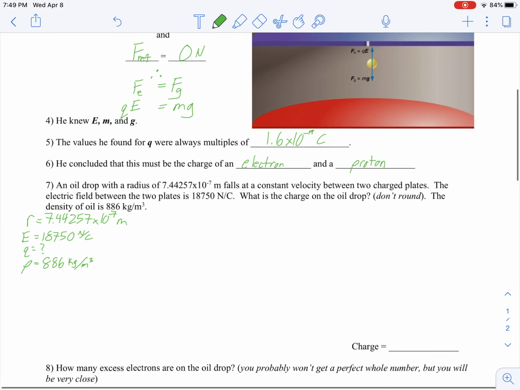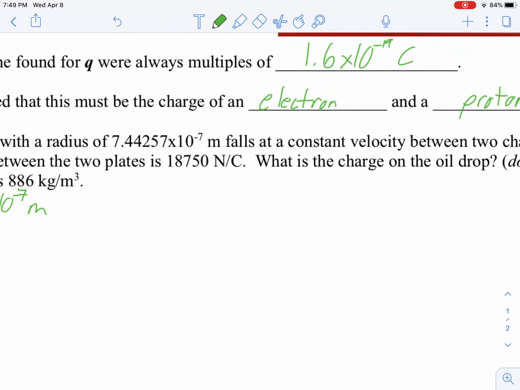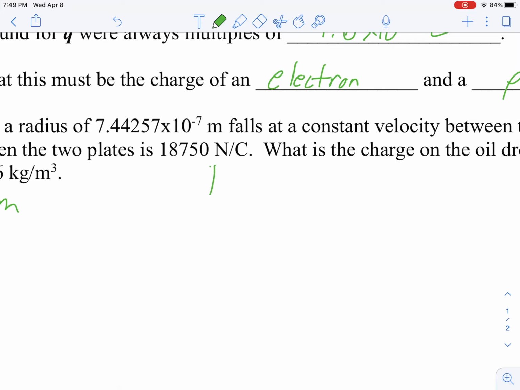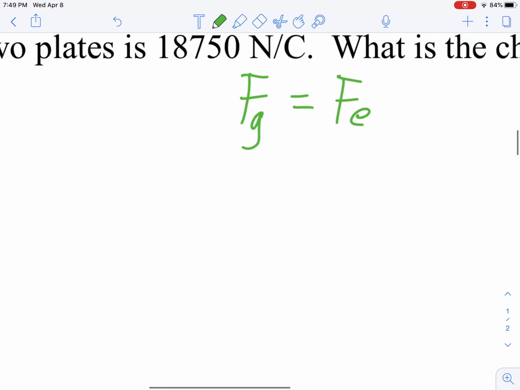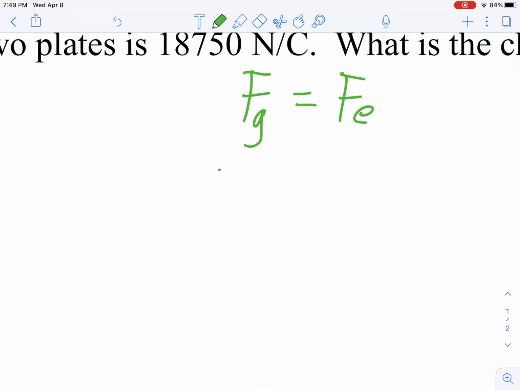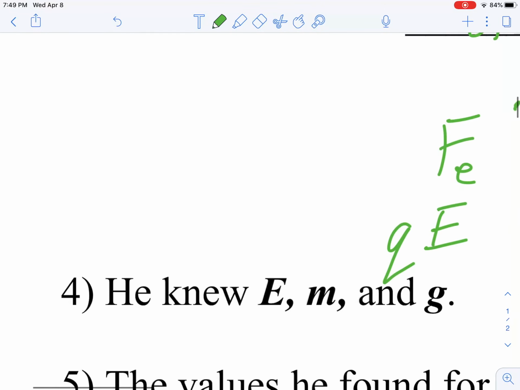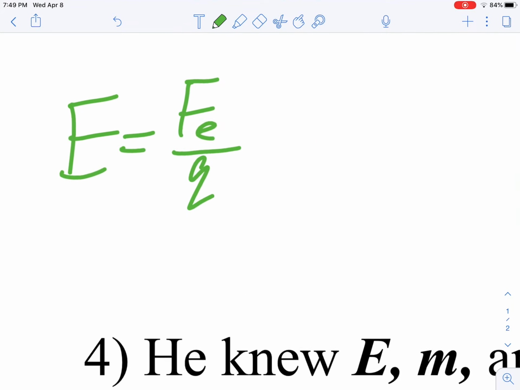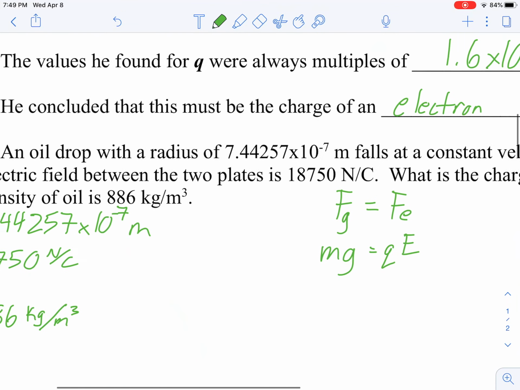Okay. So we established earlier, and we spoke about why, since it's falling at constant velocity, the force of gravity pulling the oil drop down has to be equal to the electrostatic force that's helping it levitate. So near Earth's surface, Fg is equal to mg, and Fe is equal to Q times E. We did that formula last time, if you recall. Last time we learned that electric field is Fe over Q. If we cross multiply, Fe equals E times Q.